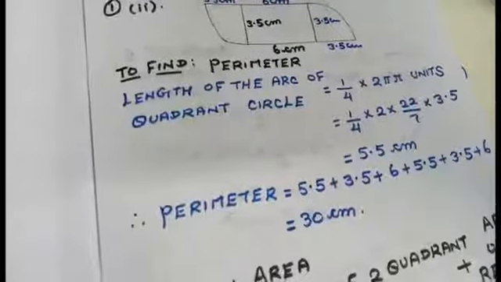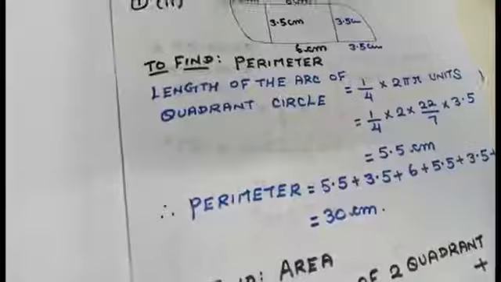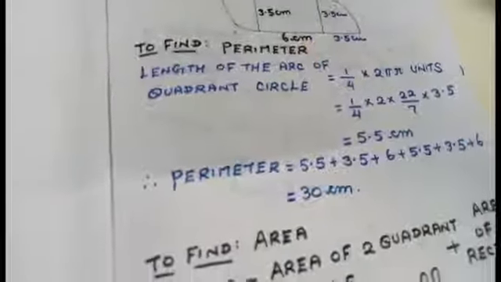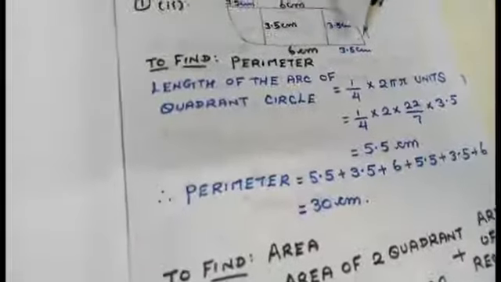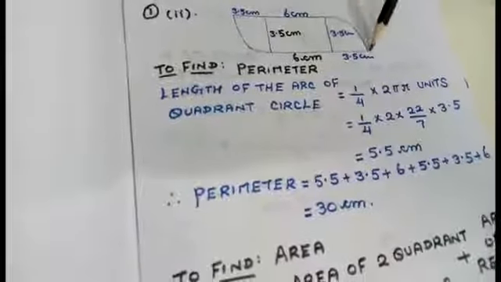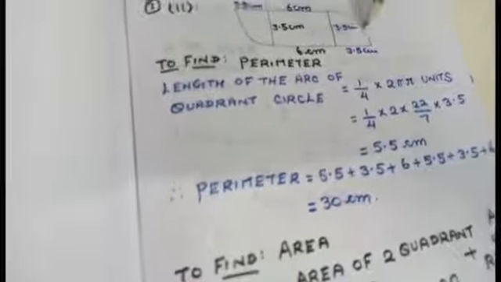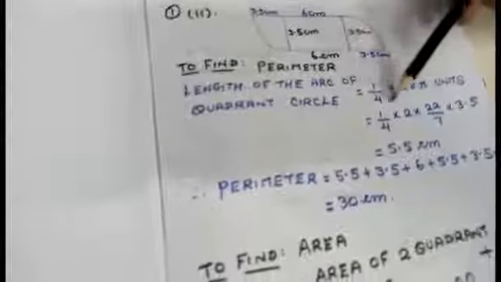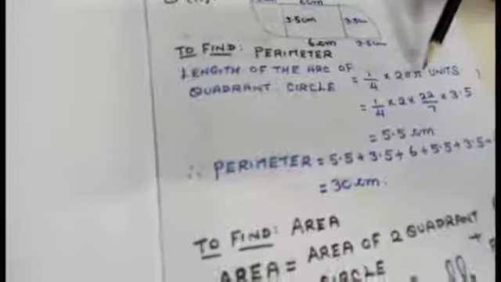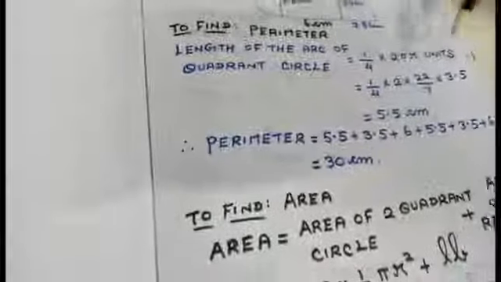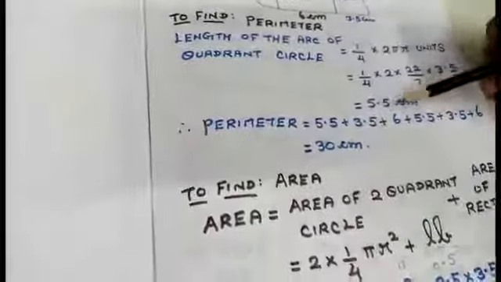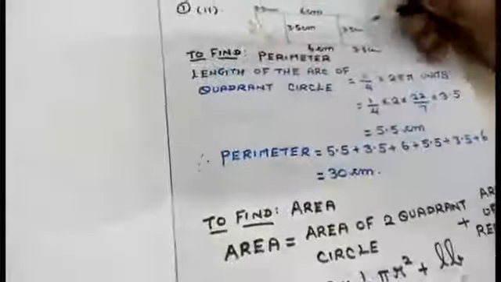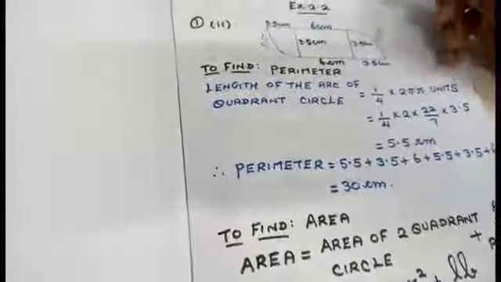Now what I am going to do is, first I am going to find the length of the arc of the quadrant circle. Since I didn't find this particular region, I don't know its measurement. The particular shape for this one is a quadrant. So for this shape, I'm going to find 1 by 4 into 2 pi r. The value for r is 3.5. So calculate the value, students. You will get it as 5.5 centimeter. Those two values you will be having here. Since I'm having two figures, in two places I'll be writing 5.5.